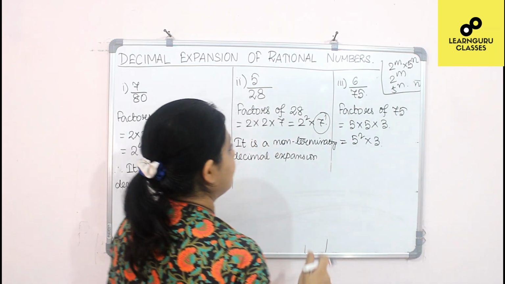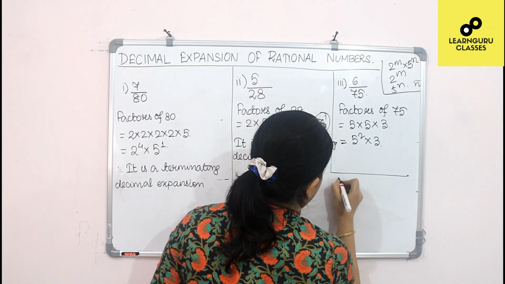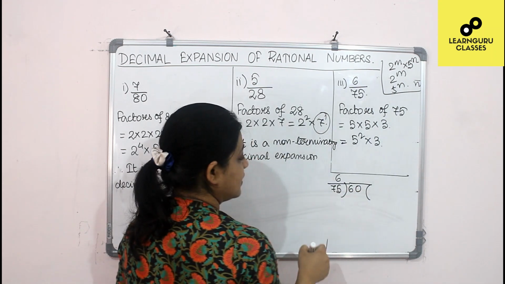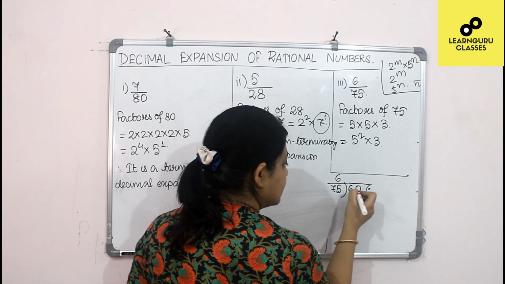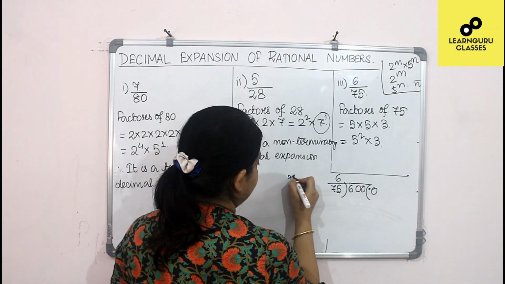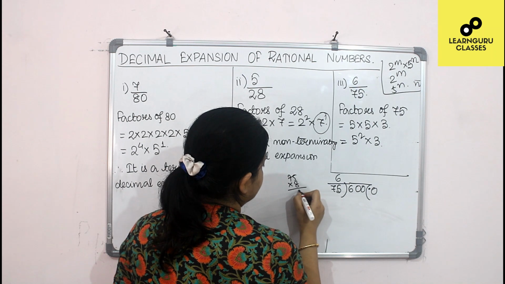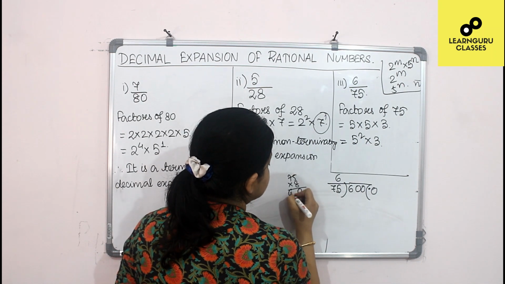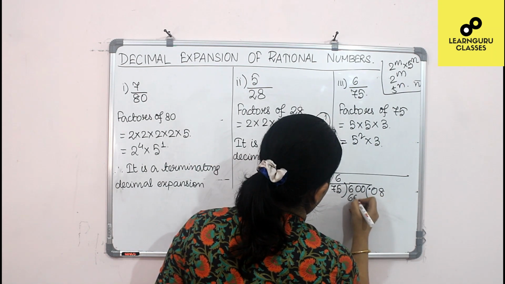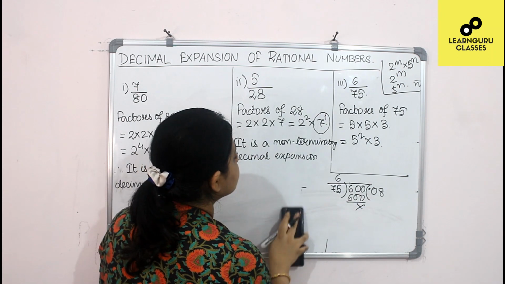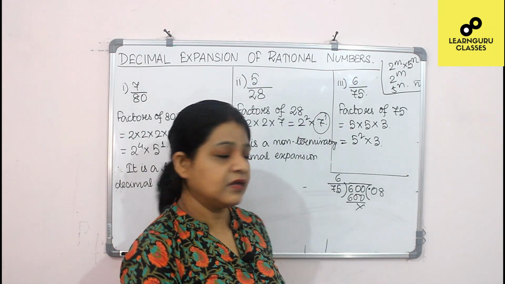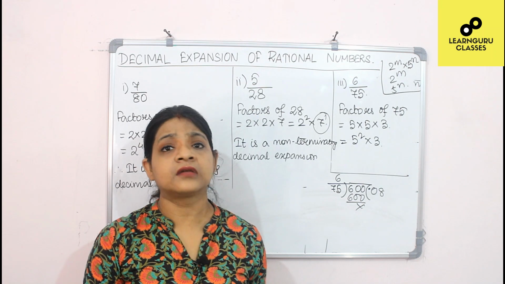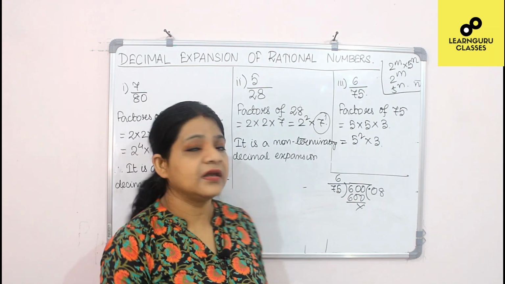Let me cross verify it. So 6 by 75, so 6 0. 60 is less, so again a point. So 75 into 8: 8 5s are 40, 8 7s are 56, 57, 58, 59, 60. So you are getting 0.08. So you see the remainder is coming to be 0. Isn't it? Remainder is coming to be 0, and so we can say it is a terminating decimal expansion since the remainder is 0.